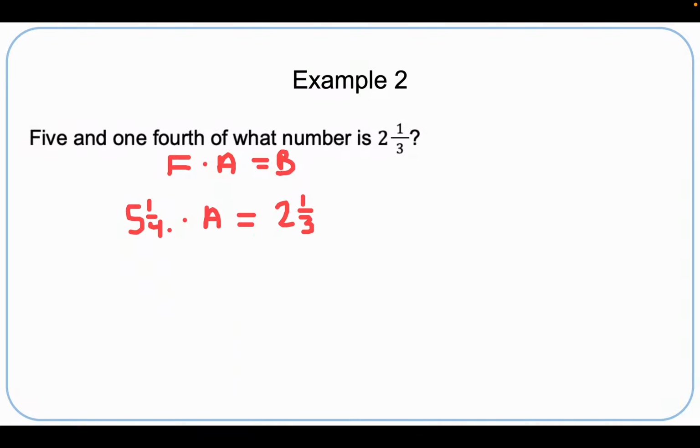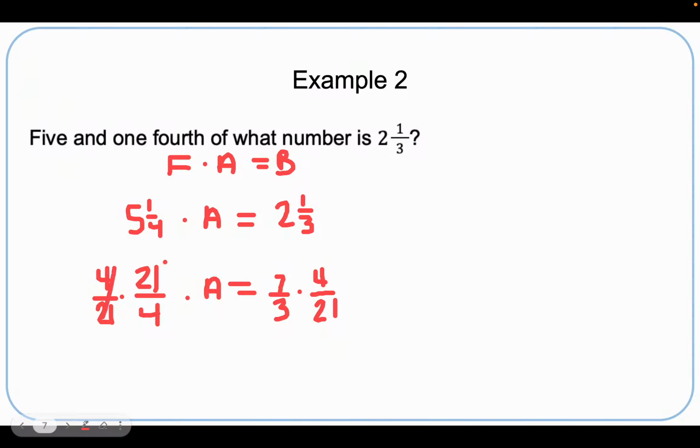Okay, and now we need to change our mixed numbers to improper fractions. So this first one is going to be 21 over 4 times A equals, this would be 7 over 3. And then to isolate A, we need to multiply by the reciprocal here, so multiply by 4 over 21. What we do to one side, we need to do to the other.